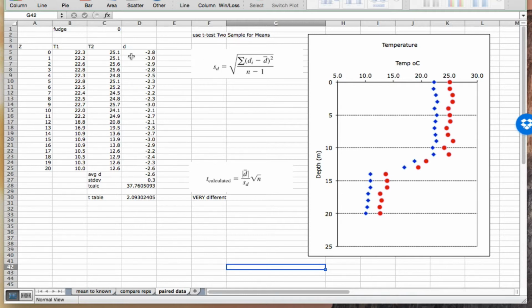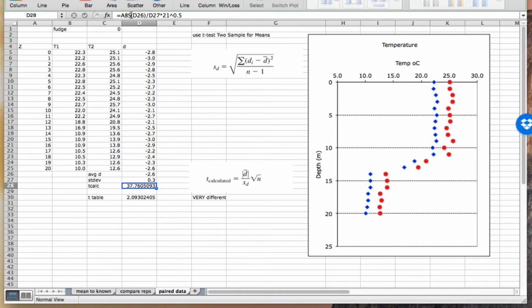In this case, we're going to calculate the standard deviation of the deviations in the data. So D in this case is simply the difference between these two. T calc is going to be the average deviation of the two data sets divided by the standard deviation of the deviations times the square root of n. So, average deviation is simply the average of all of my data. The standard deviation is simply the standard deviation of the differences in my data.